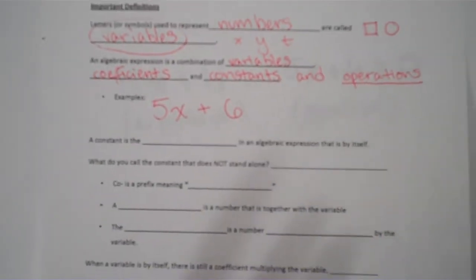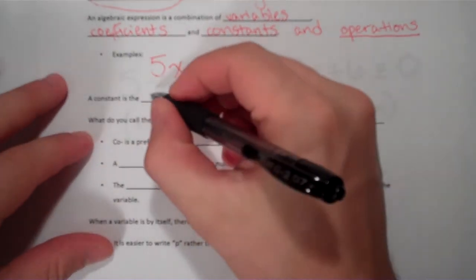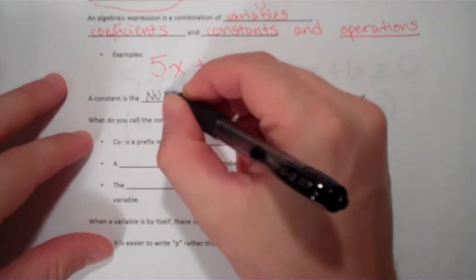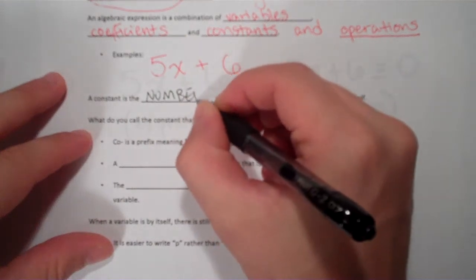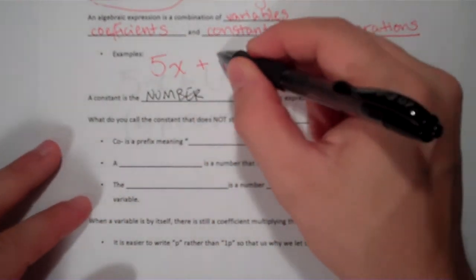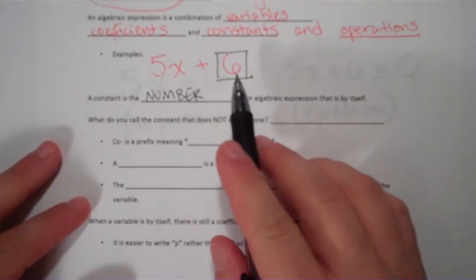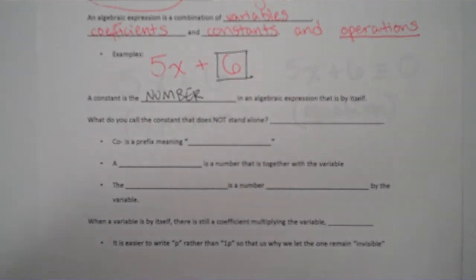Now, back to these notes. So a constant then, what is a constant? A constant is the number in an algebraic expression that is by itself. So up here, the constant is 6. It's not attached to any variable, it's just on its own. 6 is the constant.